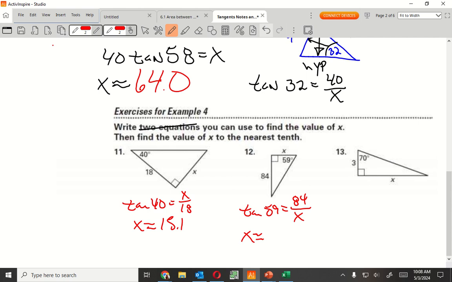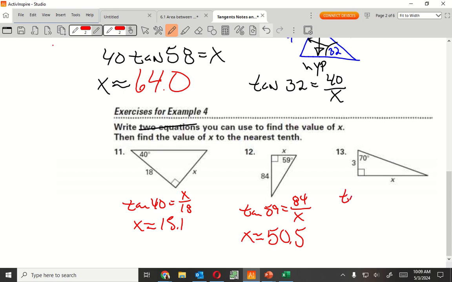What is it? 50.5? 51.5. You said 51.5. Okay, good. Last one here.